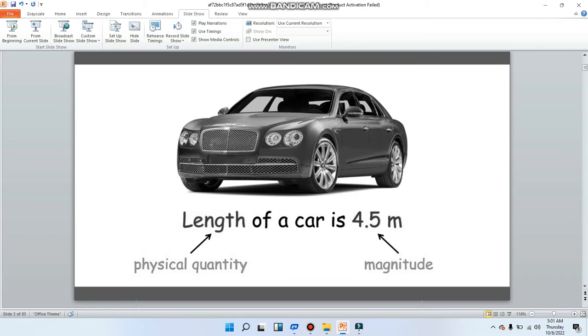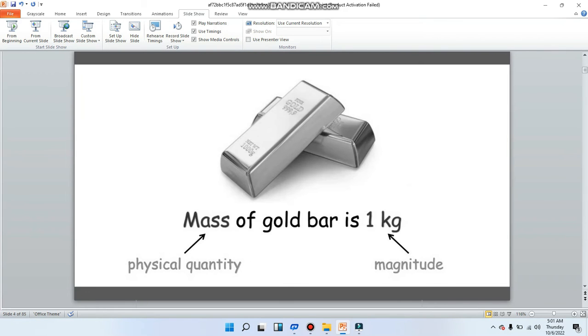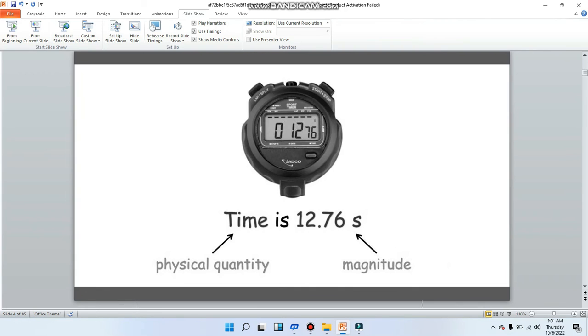इस पिक्चर में आप देख सकते हैं लेंथ ऑफ कार इज 4.5 मीटर. इसमें जो हमारे पास लेंथ है वो फिजिकल क्वांटिटी है, 4.5 मीटर ये मैग्नीट्यूड है. Mass of gold is 1 kg, where mass is physical quantity and kg is magnitude.